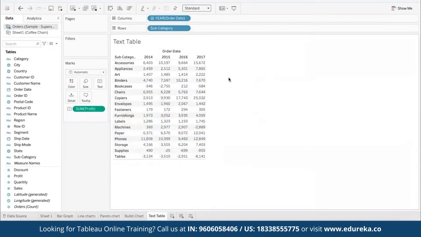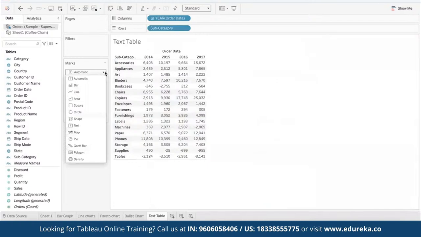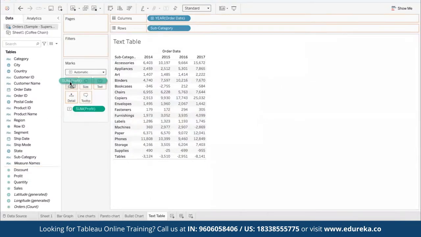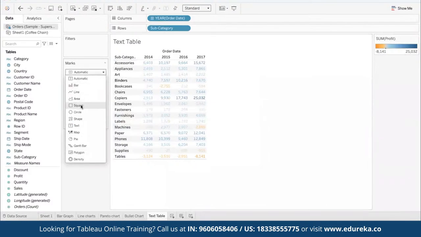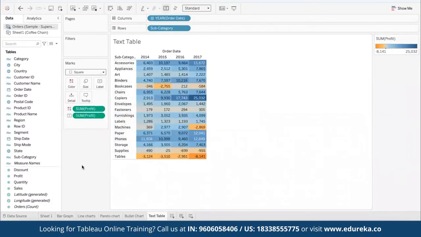Now on top of this, if we want, we can also add color to it. Okay, we can go and take profit into the color shelf and they are colored based on the profit. You can see orange color is given to all the members making a loss. Blue shades means profits. If I change the mark type to square here, you will get a highlight table.